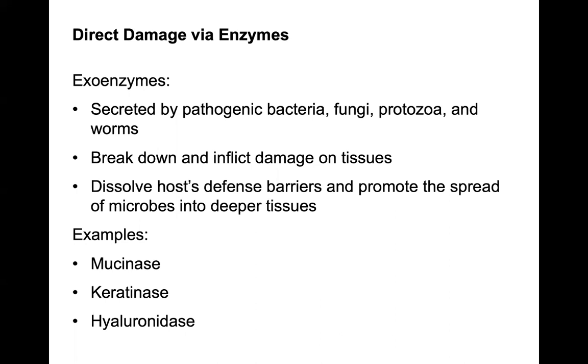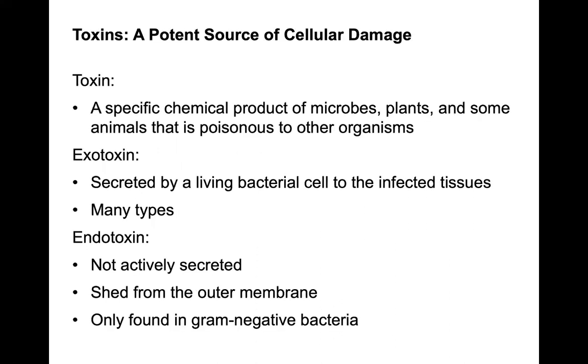One example is direct damage by enzymes. We have exoenzymes. These are secreted by pathogenic bacteria, fungi, protozoa, and worms. They break down and inflict damage on tissues. They dissolve host defense barriers, and they promote the spread of microbes into deeper tissues. Examples would be mucinase and keratinase. Keratinase is going to break down the skin. Collagenase would break down collagen. So these are enzymes that are secreted by the bacteria that can cause direct damage.